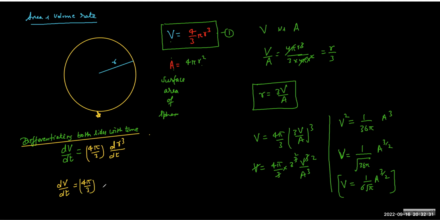Who will tell? Anybody, dr can tell? Square into dr by dt. That is an excellent answer. 3 gets cancelled. So what we are getting? 4 pi r square dr by dt. Understood?